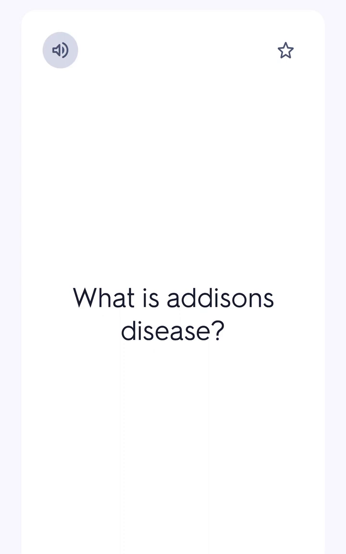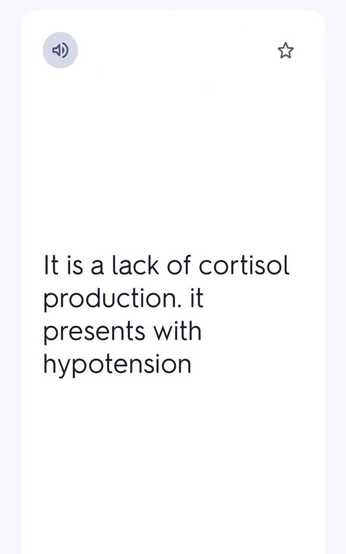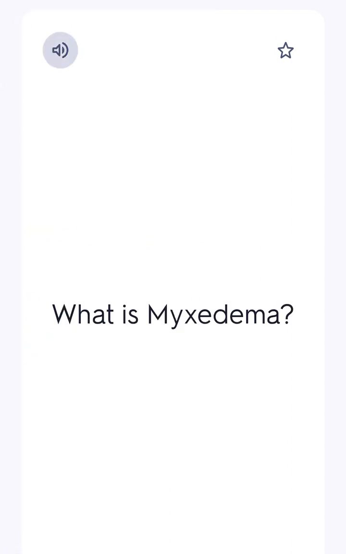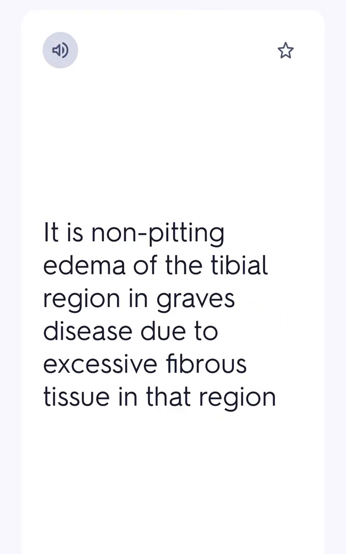What is Addison's disease? It is a lack of cortisol production. It presents with hypotension. What is myxedema? It is non-pitting edema of the tibial region in Graves' disease due to excessive fibrous tissue in that region.